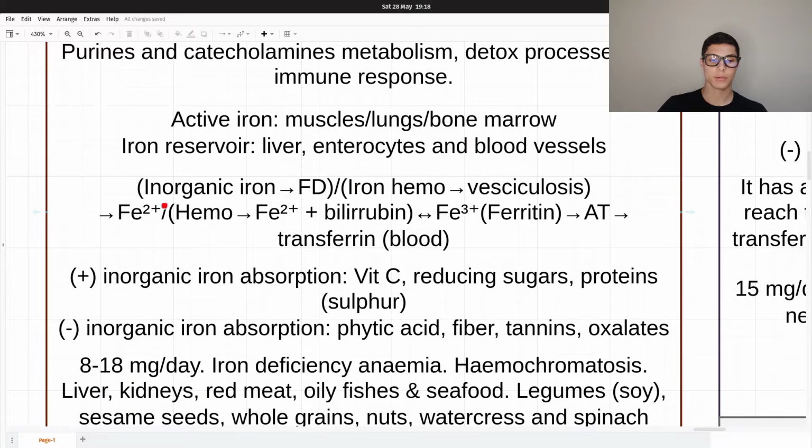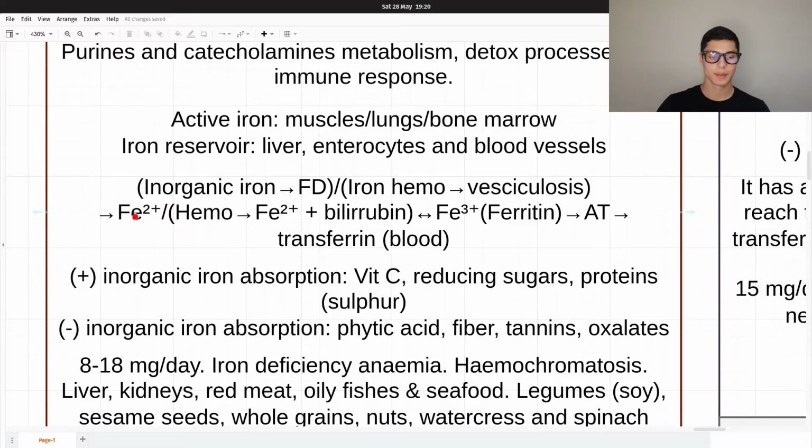As we are going to see now, we have inorganic iron that can enter the enterocyte using facilitated diffusion. On the other hand, the heme iron, which is indeed the more effective one, the more bioavailable one, which we will find in animal products, enters the enterocytes via vesiculosis. And then once they are in, the inorganic iron is iron 2, and the heme enters and has to be converted into iron 2, and the bilirubin is released.